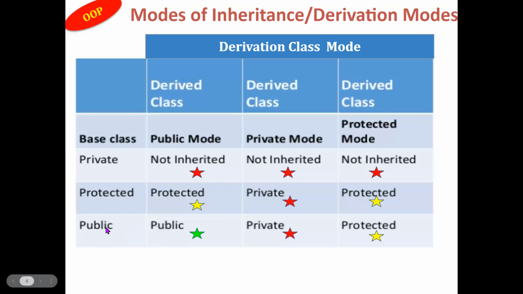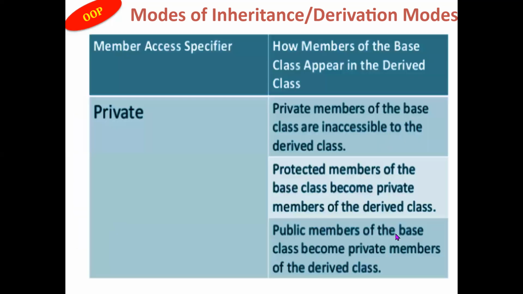Then comes the public members. In case of public mode, public members become public. Public members in case of private mode become private in the derived class, and public members in case of protected mode become protected in the derived classes.